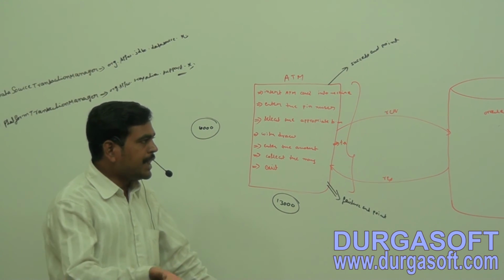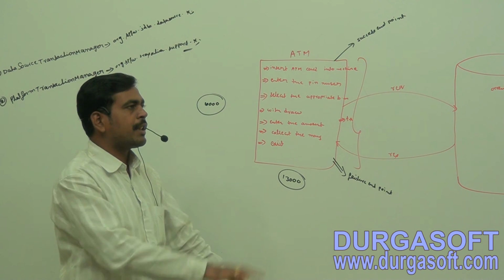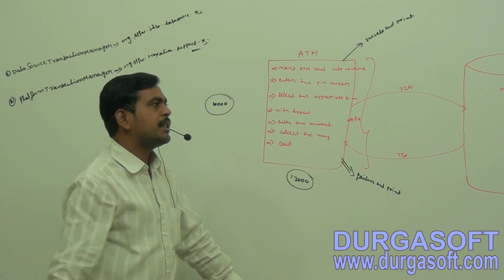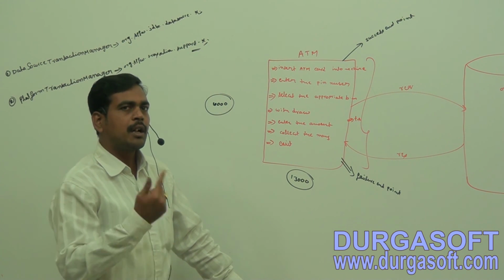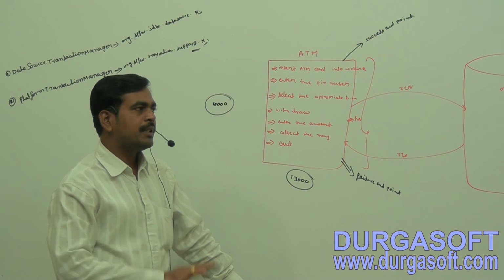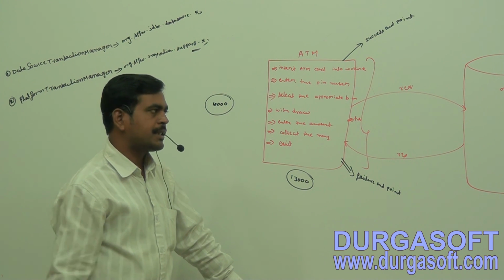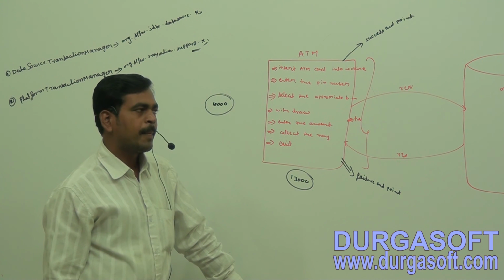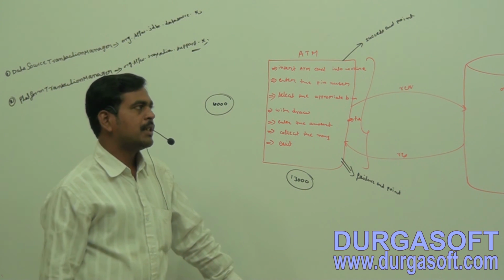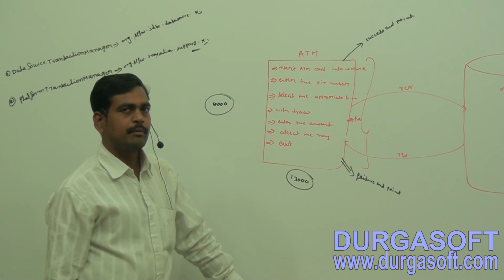So how do we get our amount back in our account? We have to convert our application from auto commit mode to non-auto commit mode. Based on that we can get our amount back in our account. This is the transaction management system. So this is J2EE.